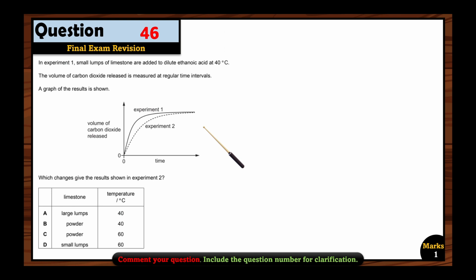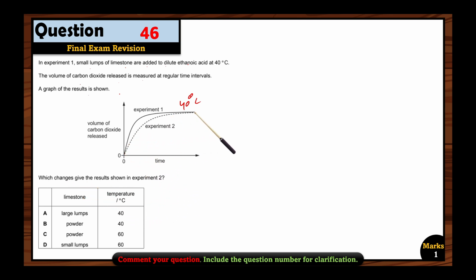Question 46. In experiment 1, small lumps of limestone are added to dilute ethanoic acid at 40 degrees Celsius. The volume of carbon dioxide released is measured at regular time intervals. A graph of the result is shown here. Okay, so in experiment 1, they use 40 degrees temperature. So which change gives the result shown in experiment 2?